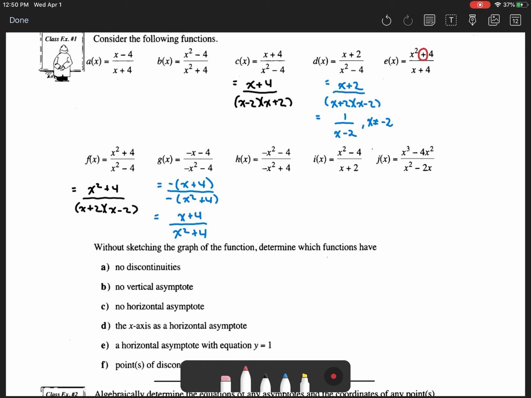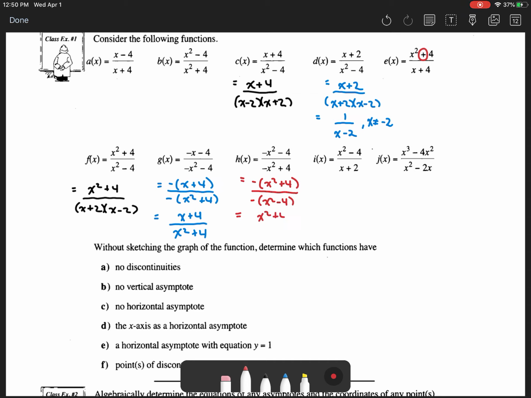Like so. H of x is going to be a similar start to the question. So I'm going to factor out a negative. So this will be x squared plus 4 when I factor out that negative. And in the denominator, again, take out a negative, and now you have x squared minus 4. The negatives that I factored out will cancel.